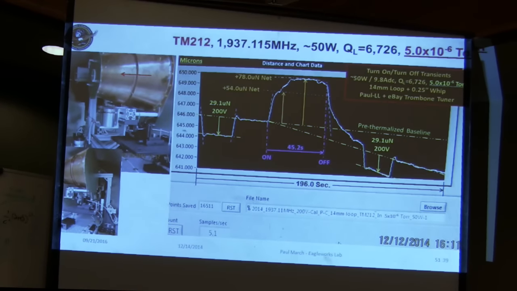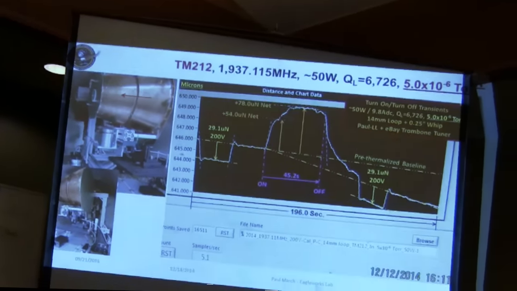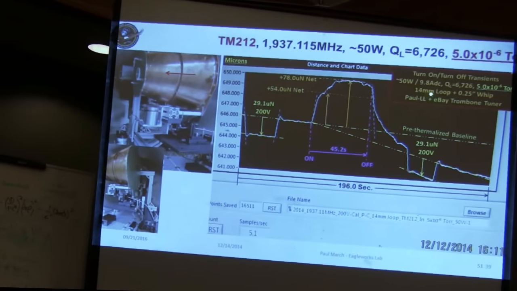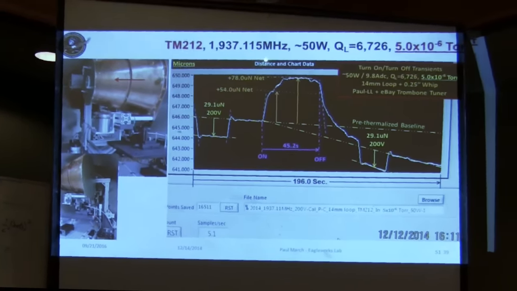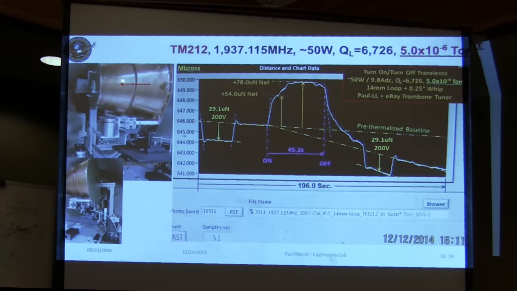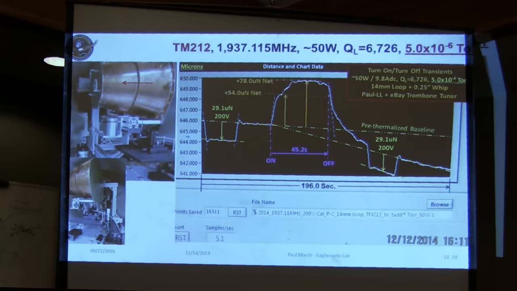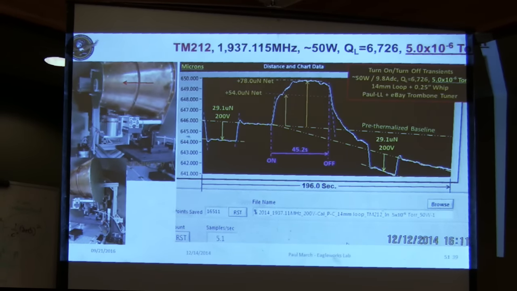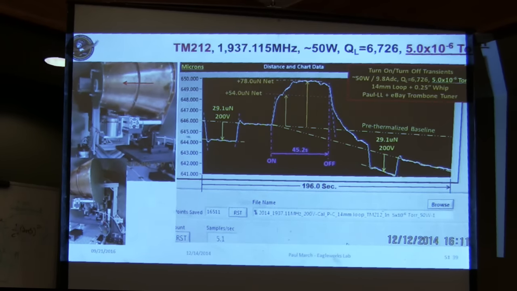We finally had our RF amplifier. It wasn't 2012, that was our first one. Okay, sorry. 50 watts, 9.8 amps on the DC, Q of 6700. This is TM212 again, with two dielectric discs. You can tell when I have dielectric discs and the end caps, you can see the bolts right here. And there were four bolts holding the polyethylene to the small end cap. And counterbalance weights, and there we were seeing somewhere between 50 and 78.